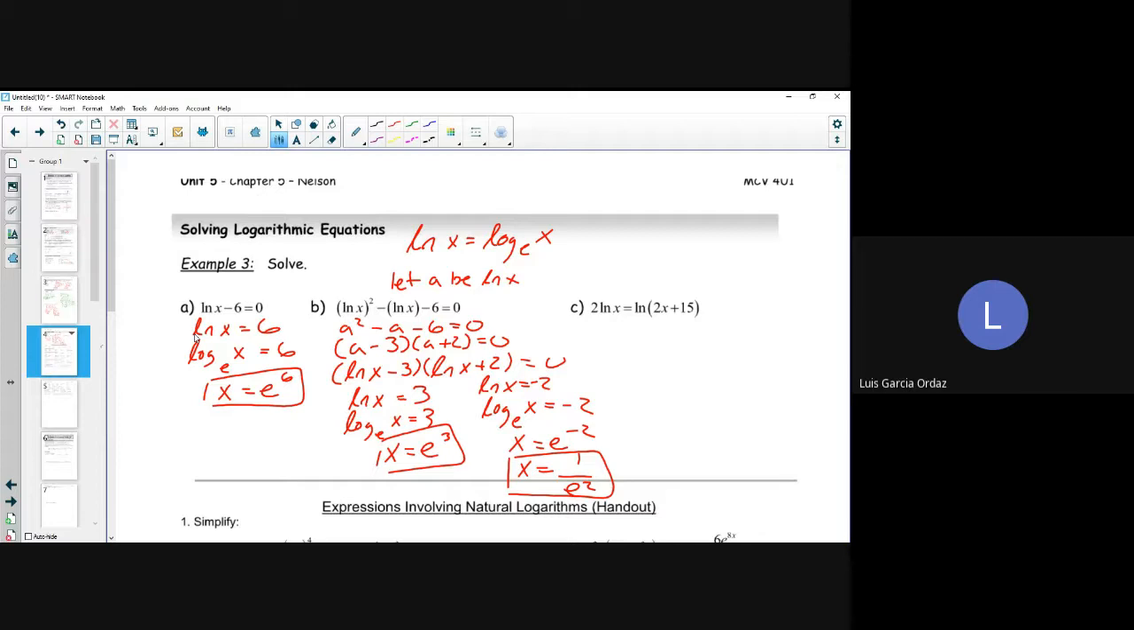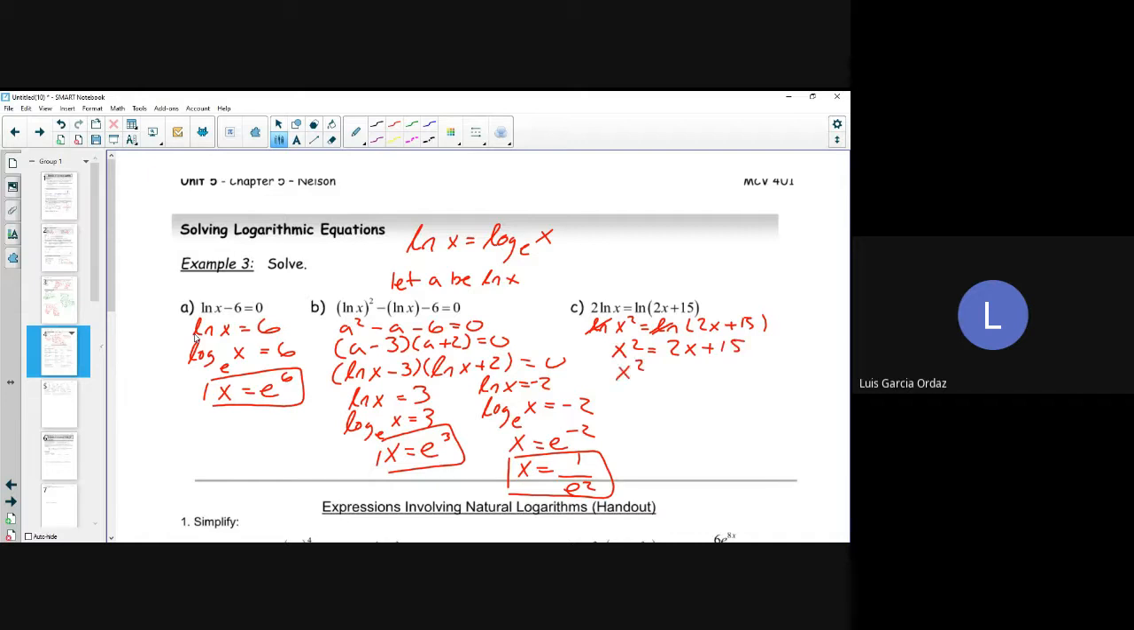And then the last one we have is ln of 2 ln x is equal to ln of 2x plus 15. So again, I have my power rule, so I get ln of x squared is equal to ln of 2x plus 15. So I can cancel the lns out, and I'm left with x squared is equal to 2x plus 15.